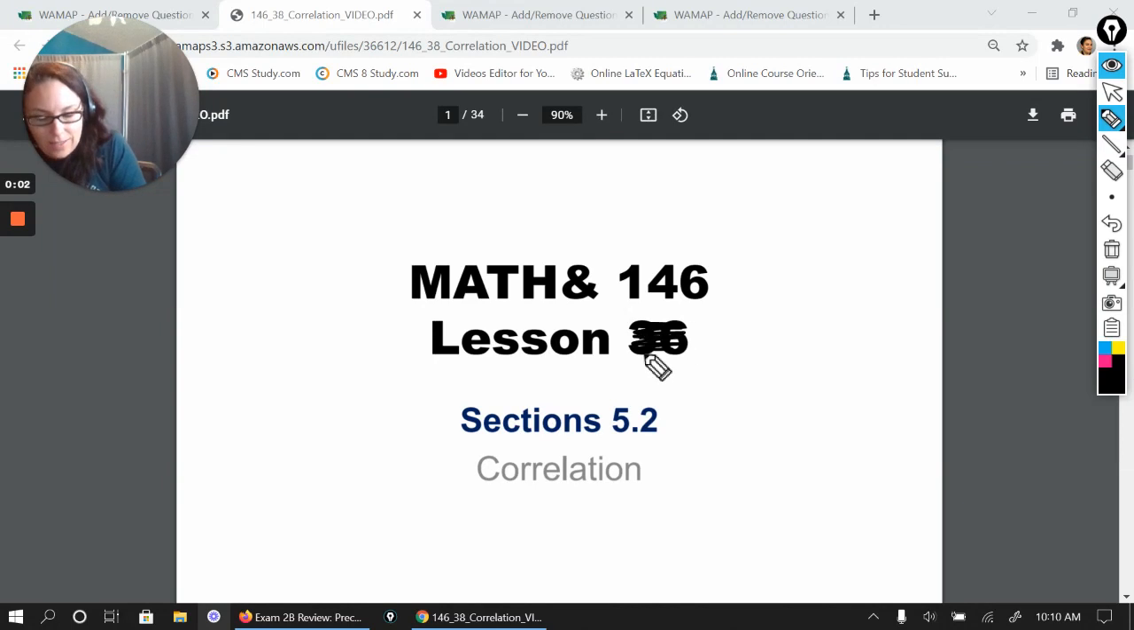Yes, there is a typo here. This is really lesson 38, not 36, and we're going to be going over section 5.2. That's all about correlation. So you are encouraged to read pages 227 to 235 in the textbook.